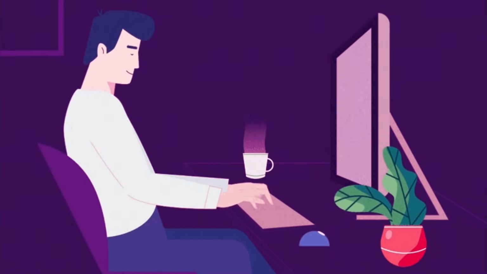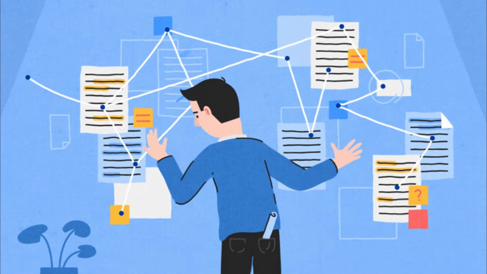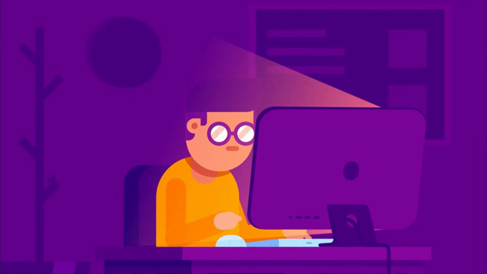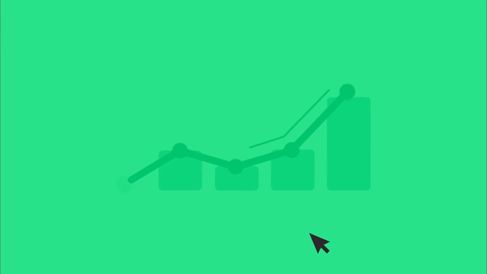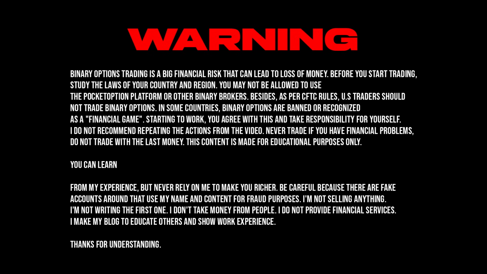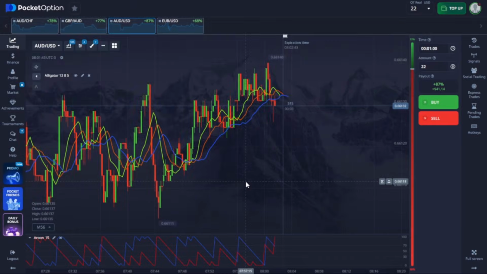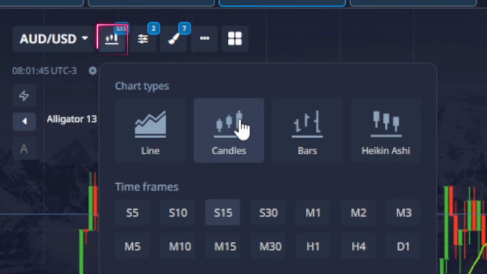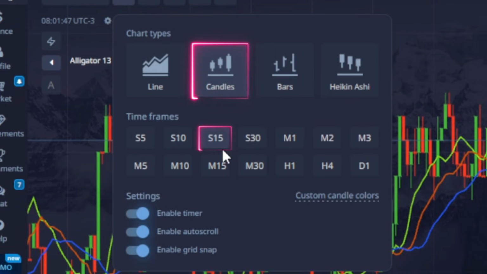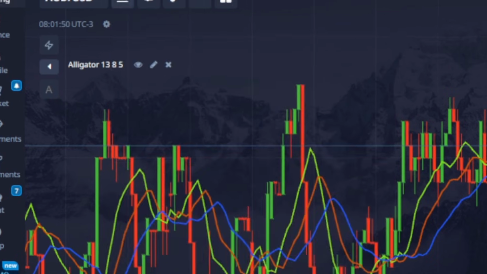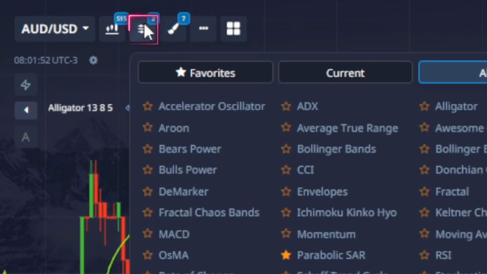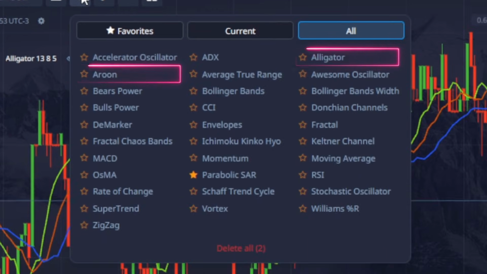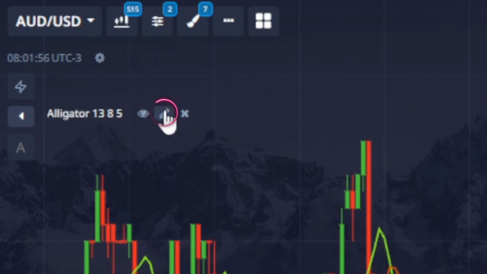Well, I may have already tried this strategy, but we're going to combine another indicator with the Alligator, the Aroon and the Alligator. Alright? So let's start by going to the settings, and we'll use classic candles with a 15 second time frame, and let's go to the indicators right now. As already mentioned, the Alligator is configured first, and then the Aroon.